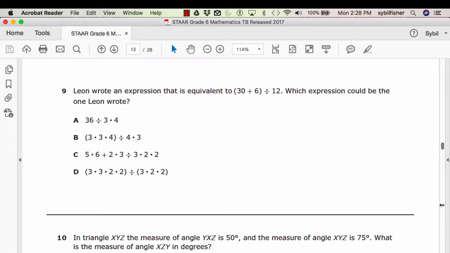Remember to pause the recording and figure out the answer to the problem and write it on your answer document.